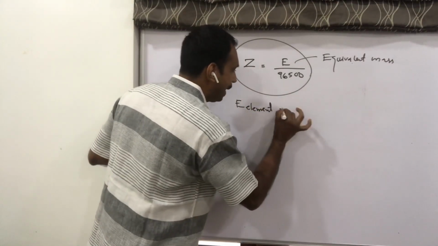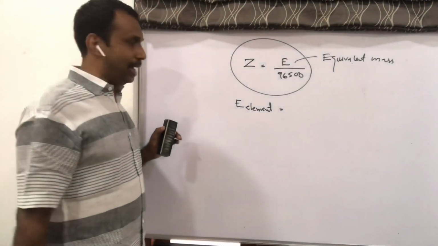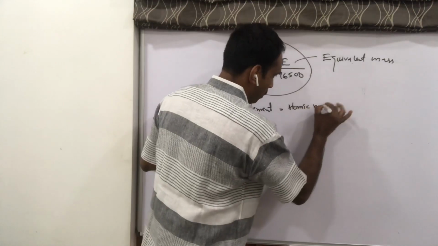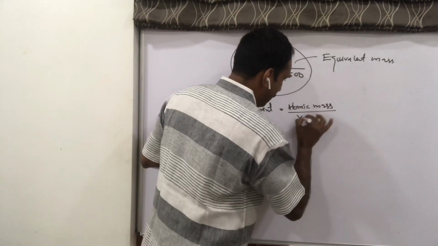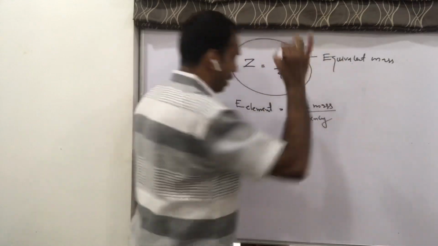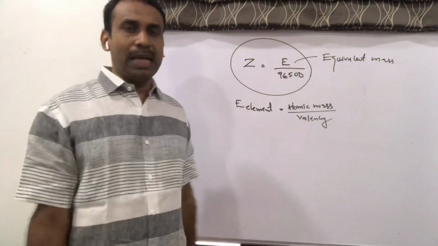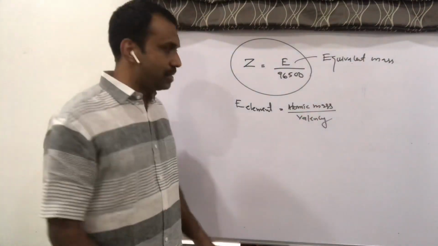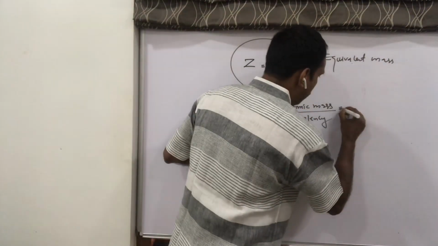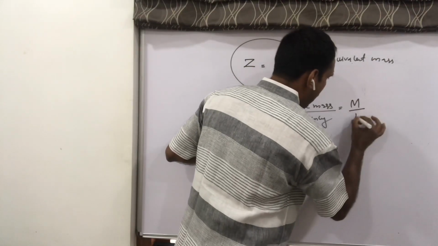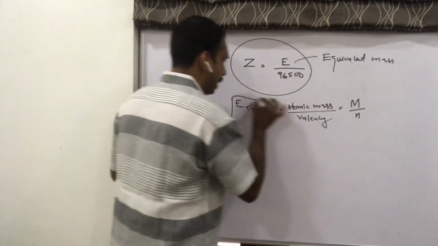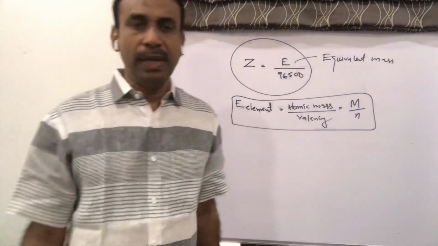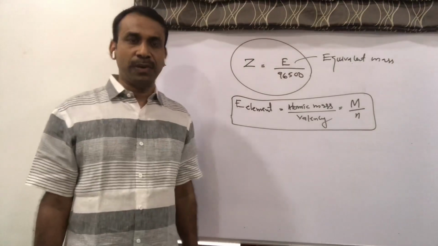Now we discuss elements. Equivalent mass of an element can be calculated as atomic mass divided by valency. Equivalent mass of any element can be calculated by using this formula, atomic mass divided by valency. Now I substitute a symbol for this: atomic mass M, valency N. Now we get the formula E equal to M by N, where M stands for atomic mass and N stands for valency.